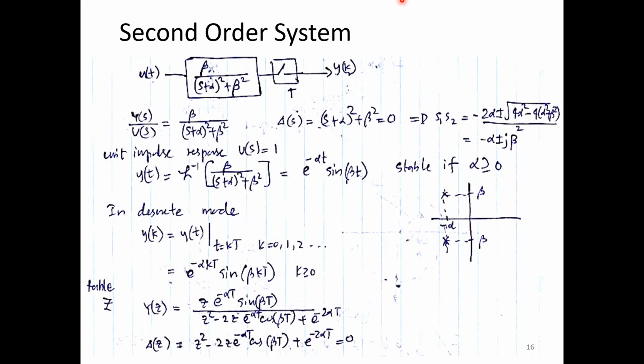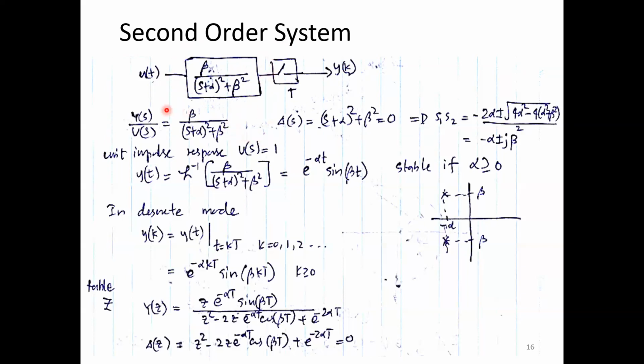So let me take this as my second order system, beta over (s plus alpha) squared plus beta squared. It's a generic second order system, right? And the sampler, capital T. So this is my continuous time part, and this is the discrete signal of the continuous response. Okay.